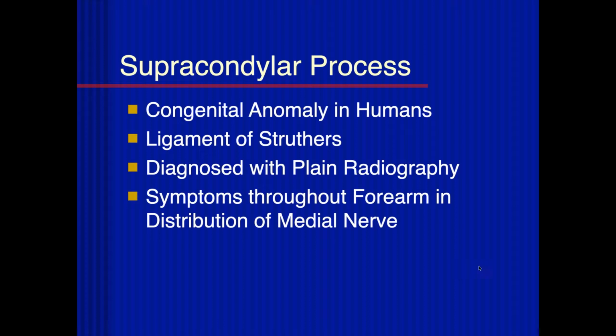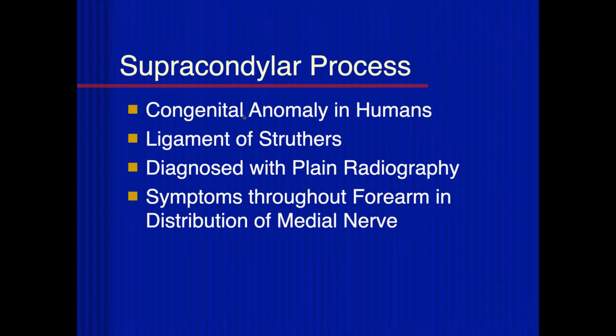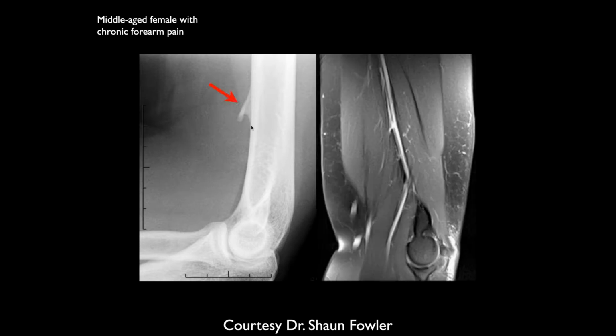And if you have problems in this location, you get symptoms throughout the forearm because it would be in the distribution of the median nerve from the distal humerus all the way through the forearm. So this is the avian process, or supracondylar process, which we can see right here. The ligament of Struthers would be right in through here, and the median nerve will go right by the base of it there.